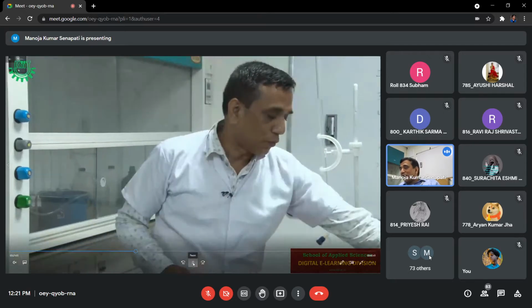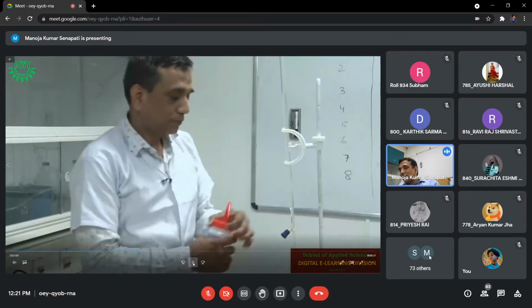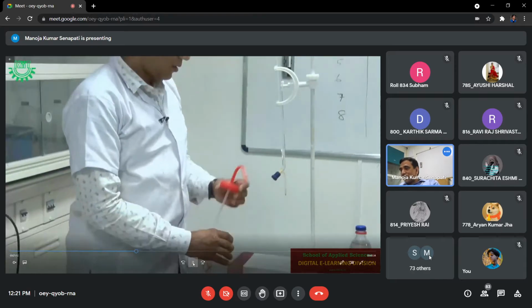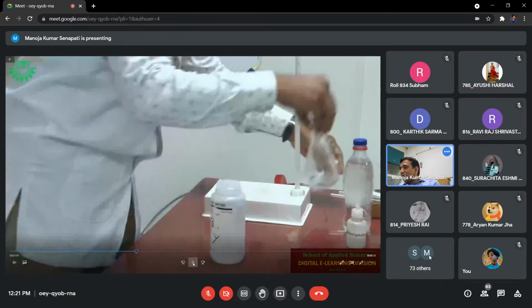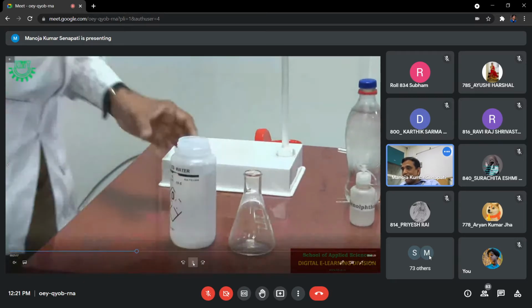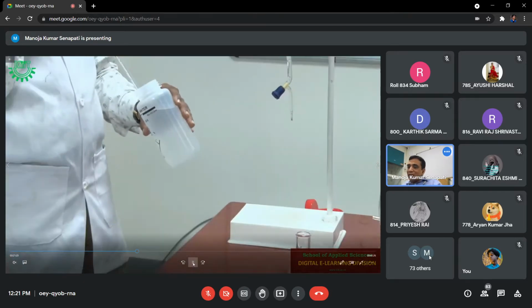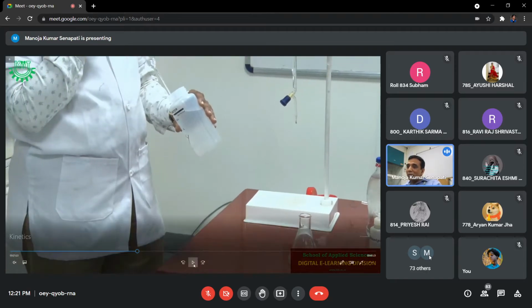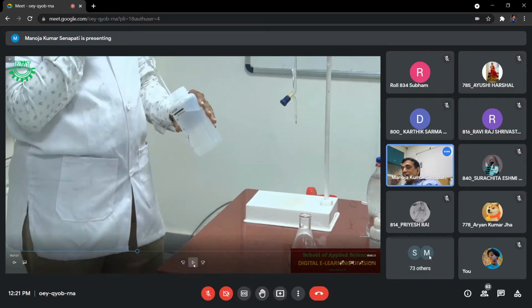You do not have to prepare the solution again, because the solution in the measuring flask is your stock solution. From there you are going to take at different times. Now see what we are going to do in between. The last observation is at infinite time, and infinite time means the maximum hydrolysis and the maximum acetic acid produced by the hydrolysis reaction.